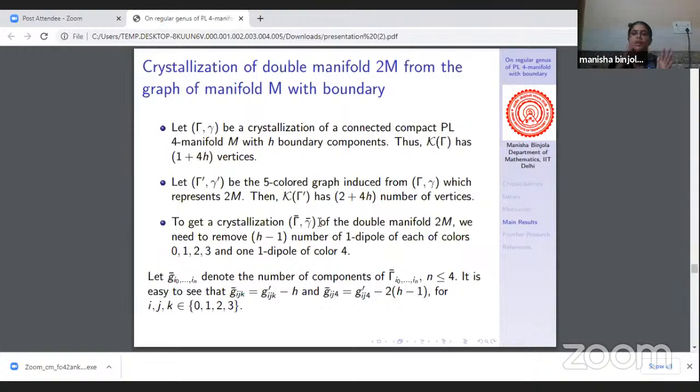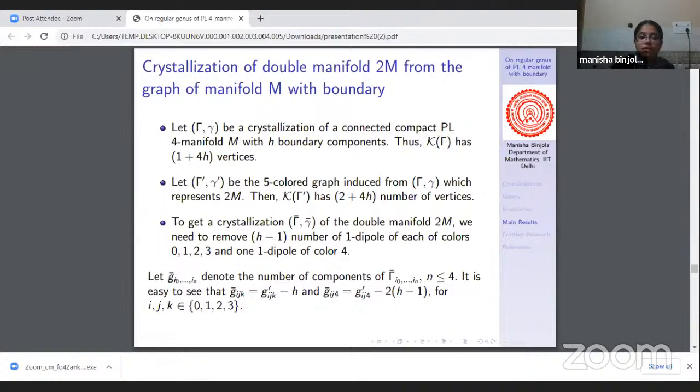Look at the corresponding simplicial cell complex of gamma. So we have 4 colored vertex here and 0, 1, 2, 3 here. And when we take another copy, the same thing happens here. Now these boundary vertices get identified. So after identification, each component gives 4 vertices.